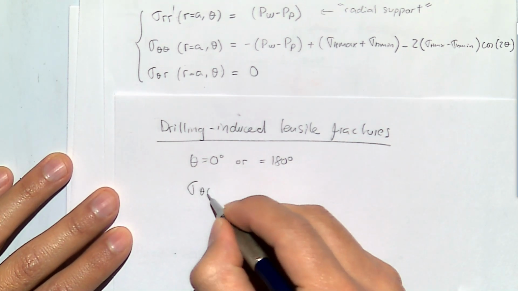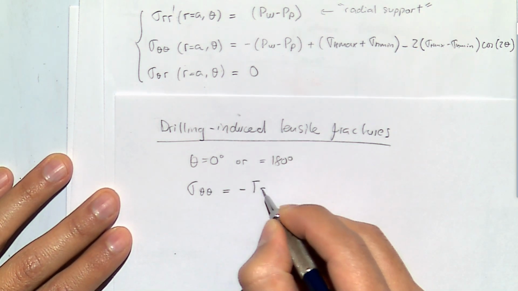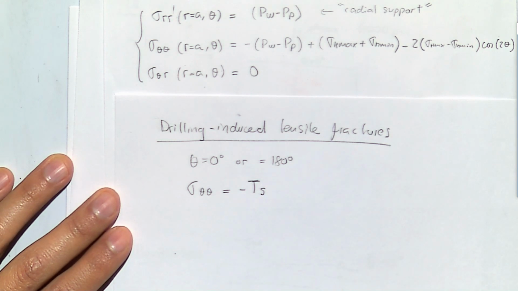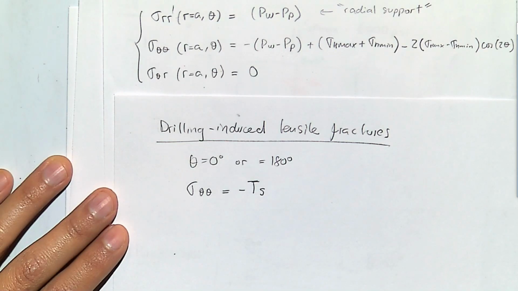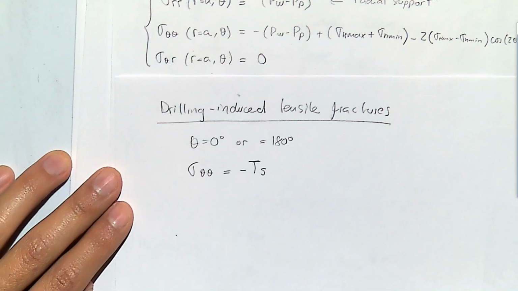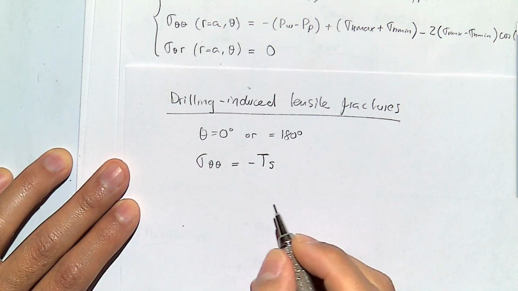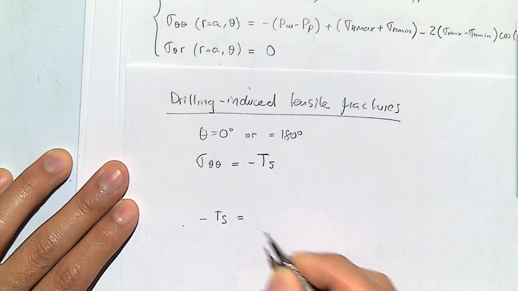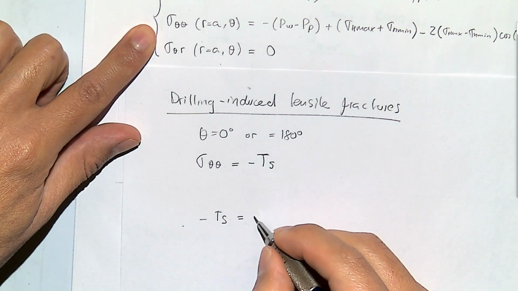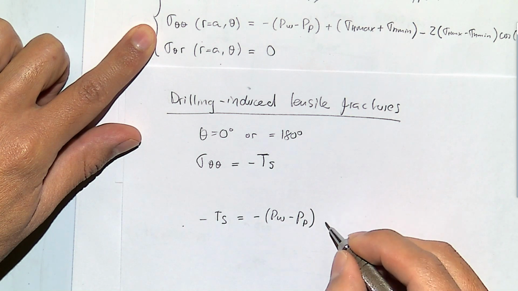I fix sigma theta theta to be equal to the value of the tensile strength of the rock that you measure, for example, with the Brazilian test, then we can replace that in this equation, and therefore sigma theta theta is going to be negative Ts. I'm using this equation, and this is going to be the first part.